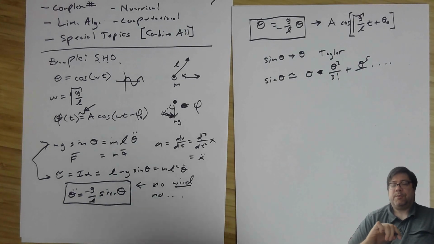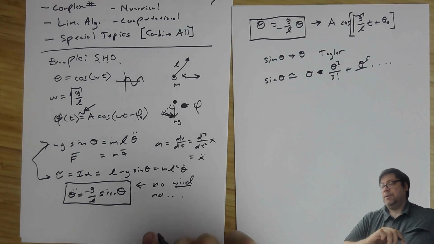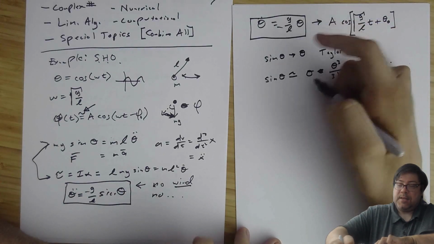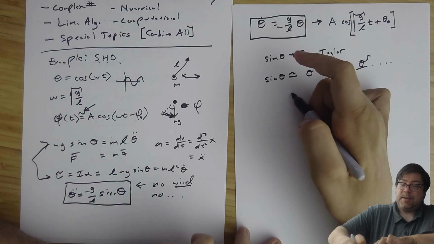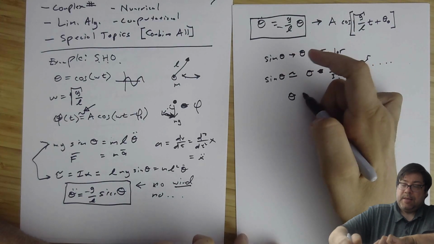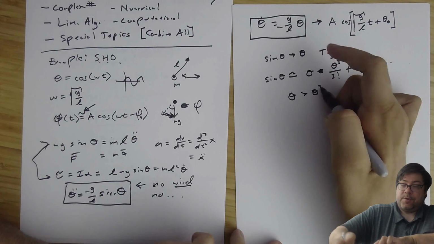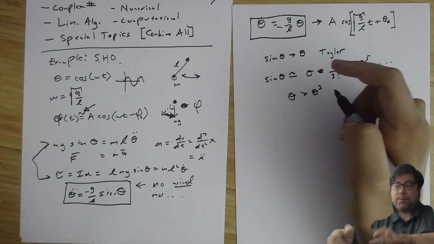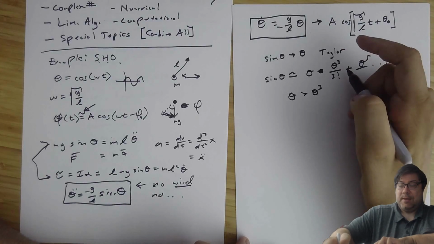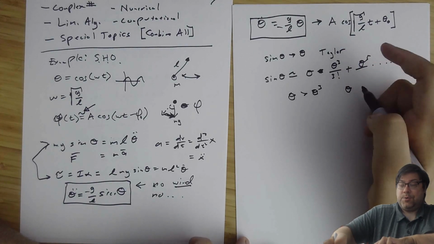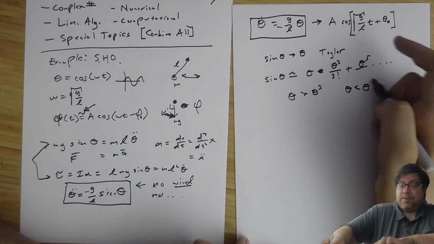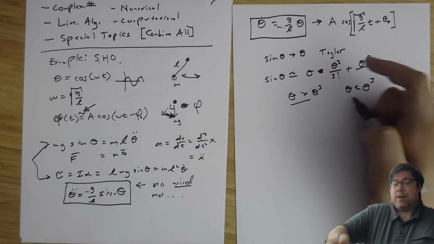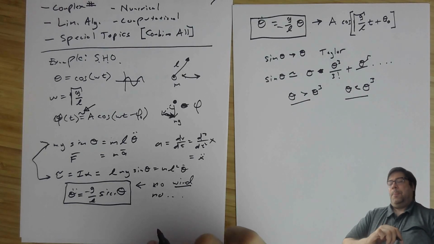So when does this approximation work, and when does it break down? Notice that if theta is small, then theta is going to be greater than theta to the third. If theta is 0.1, then theta cubed is 0.001, so this is smaller. But if theta is big, say theta is 2, then theta to the third would be 8, which is bigger than 2. So we have to look at when these break down.